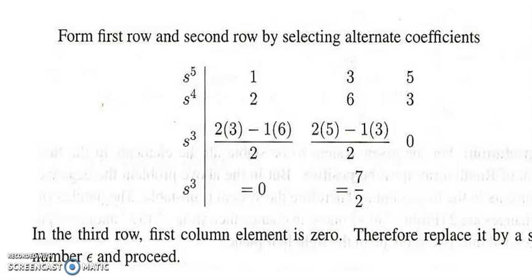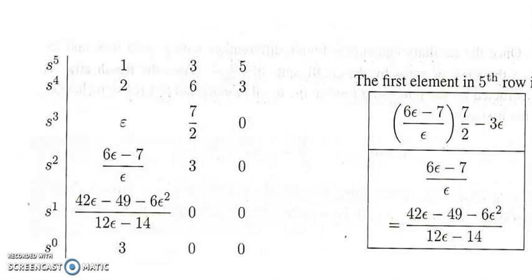But here what happens is 2 into 3 minus 6 into 1, this becomes 0. Again, 2 into 5 minus 3 into 1 by 2 is 7 by 2. So one element in the first column has become 0. So now what you do is you replace it with something called epsilon, an infinitesimally small value, and you continue with your calculation. If you really do this, what you will find is the third row becomes epsilon and 7 by 2. Fourth row becomes 6 epsilon minus 7 by epsilon, 3.